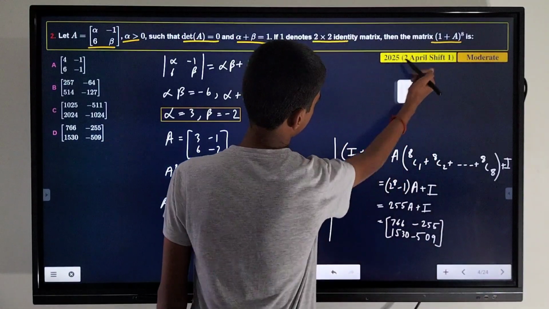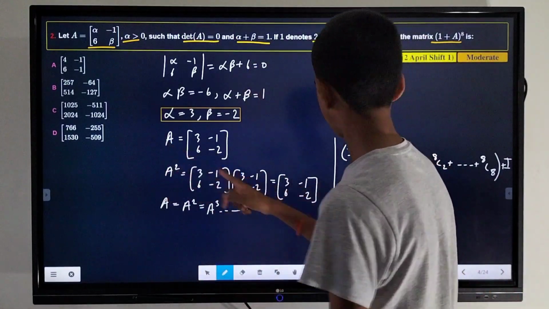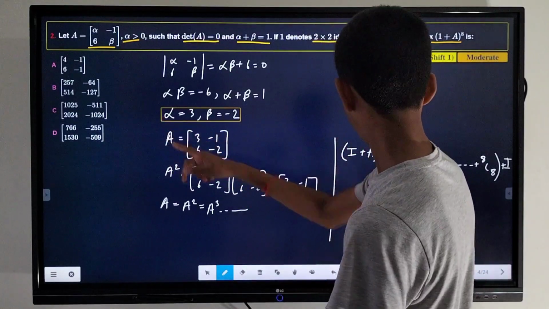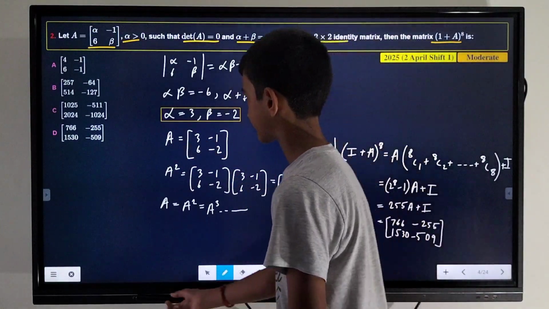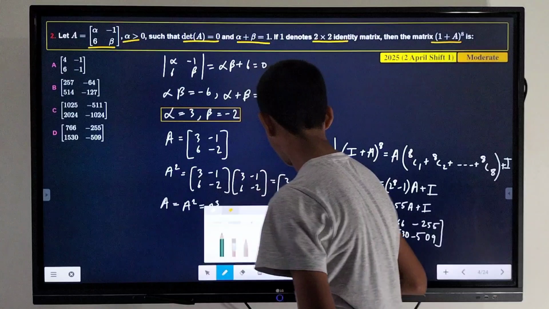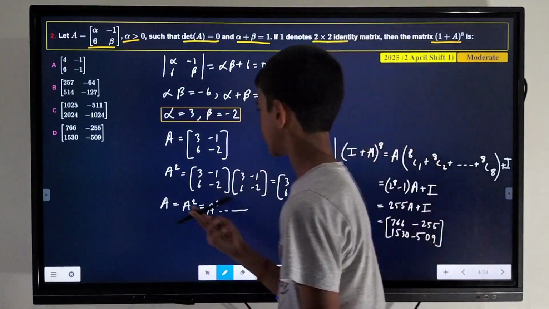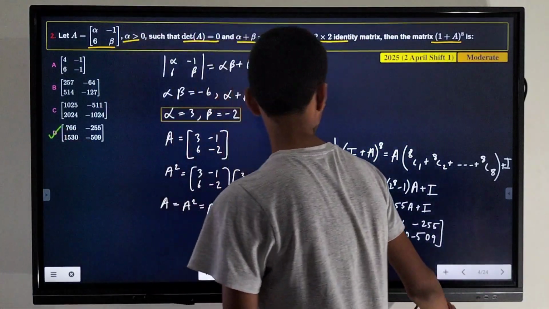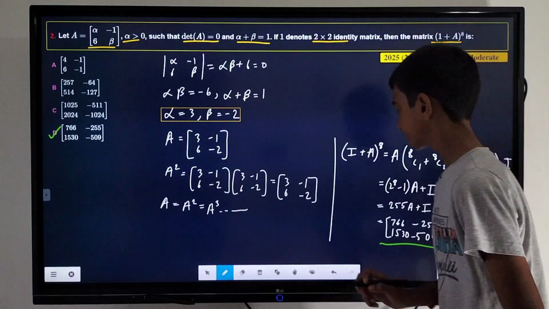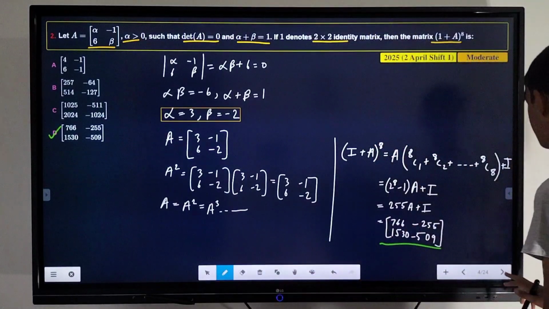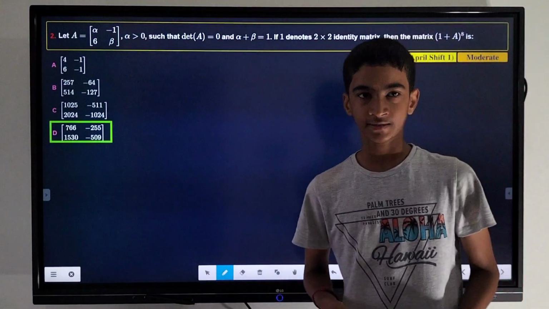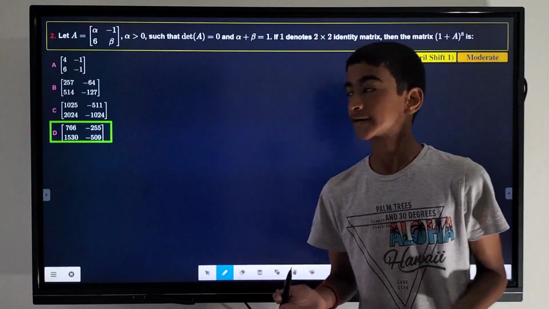Now let's check the options. 766 minus 255, 1530 minus 509. Our option D is correct. And here is our answer. So from here we can see that our answer matches correctly.